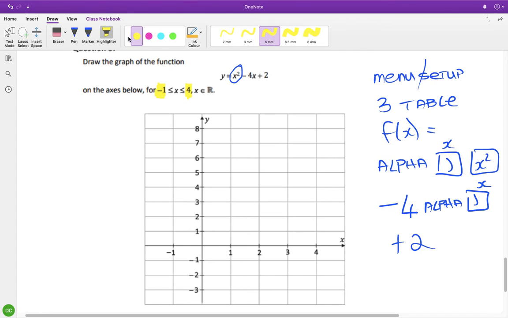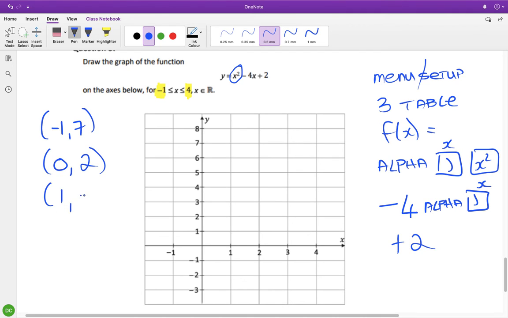Okay. You get your list, so I'm just going to write it down. So on the left I have minus 1 and on the right I have 7. On the left I have 0 and on the right I have 2. On the left I have 1, on the right I have minus 1. On the left I have 2, on the right I have minus 2. On the left I have 3 with minus 1 on the right, and then the last one is 4, 2.